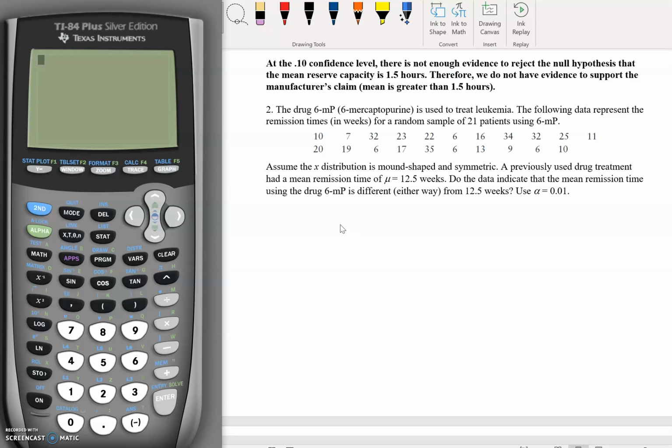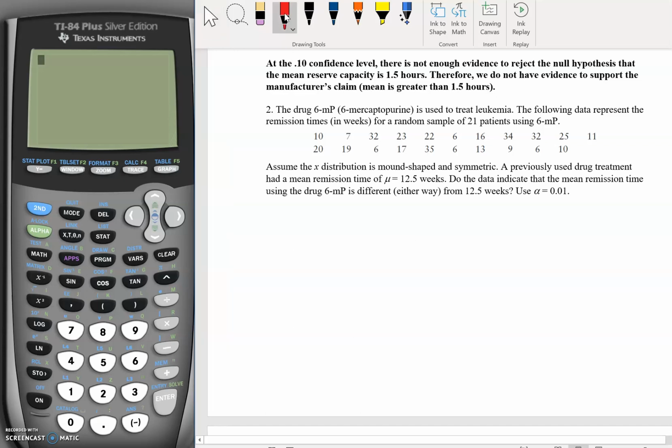We are going to assume the X distribution is mound-shaped and symmetric. That sounds kind of like a normal curve. But we also have 21 patients. Well, we go, okay, that's not a sample size of 30. That's unfortunate. But we're not given a sigma value. So it sounds like we're going to use the sample standard deviation, S. So because of that, we're probably going to look at a t-test, right? T-test if we don't have sigma. Sigma is unknown.